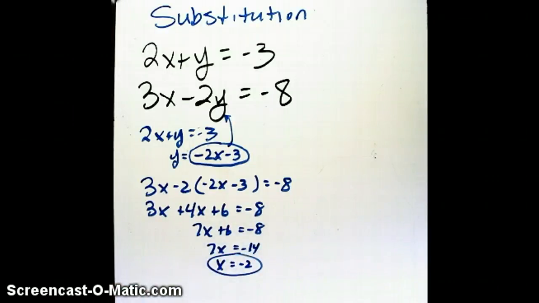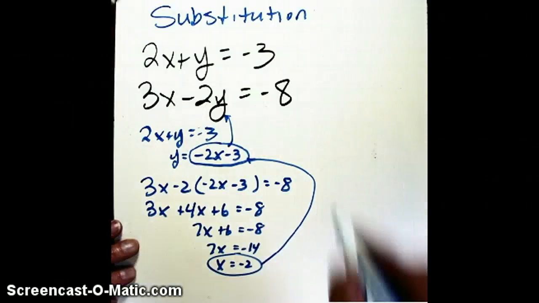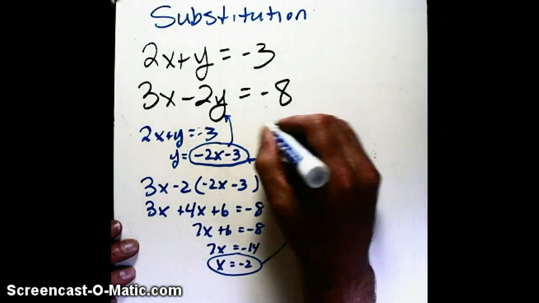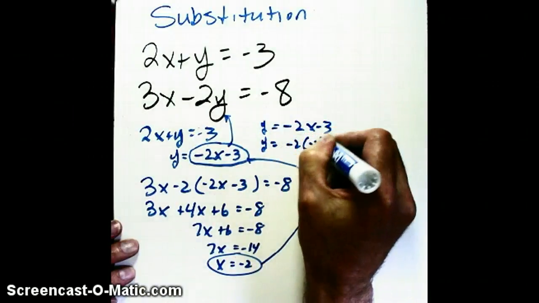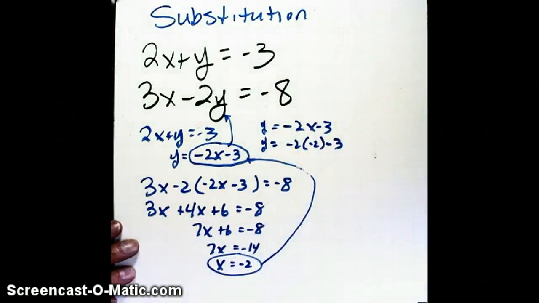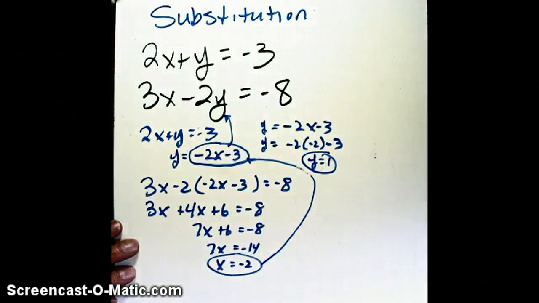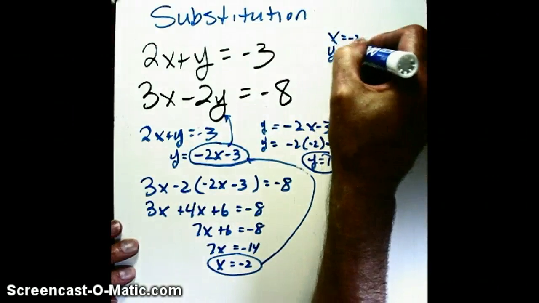I know the value of x. Can I find y? Yeah. The easiest place to find y is to take that and plug it into my expression blah: negative 2x minus 3, that's what y is. So y is equal to negative 2 times negative 2 minus 3, which is positive 4 minus 3, so y is 1. So my answer to this problem is x is equal to negative 2 and y is equal to 1.